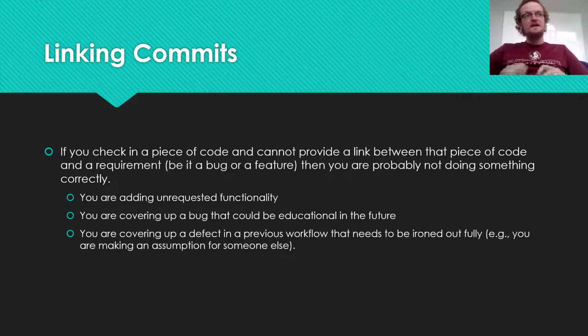If you are checking in code and you can't link to a bug or a feature request, what that means is you are adding code to the project without that code being requested. So either you are adding unrequested functionality, or you are covering up a bug that otherwise would educate people on what they're doing incorrectly in the future. The way that this kind of thing typically happens is if you're new to a project, you'll be given some bugs to fix, and you will immediately go to the code base and try to look through bug requests to see if there's anything similar to the bug you're trying to work on.